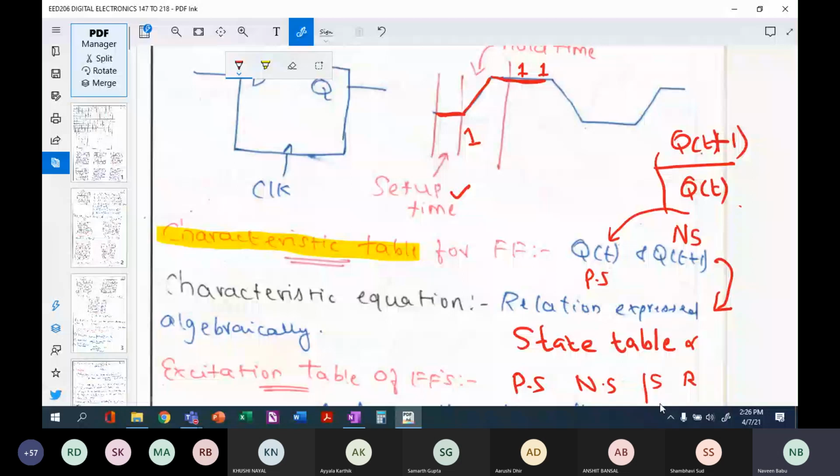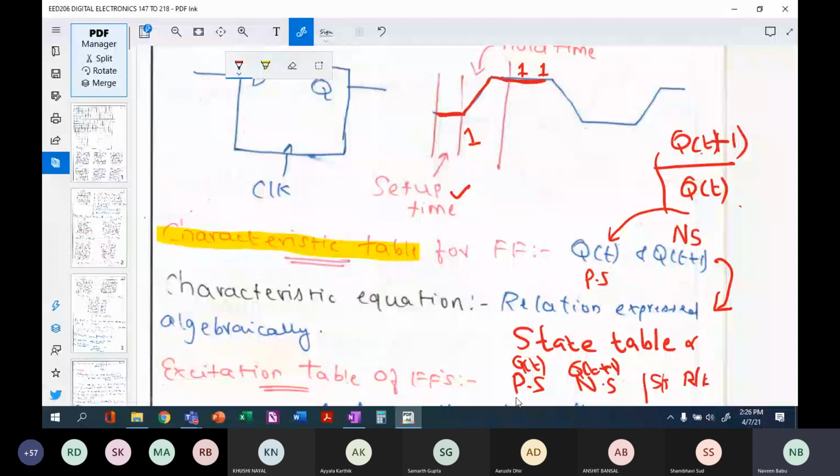Excitation table is a table that has present state, which is q of t, and next state q of t plus 1 as the inputs, and S and R, or say for example J and K for J and K flip-flops, as your output. What does this convey to us? That is, if you want a designated set of outputs, then what should be the inputs given? That's what this excitation table will give you.